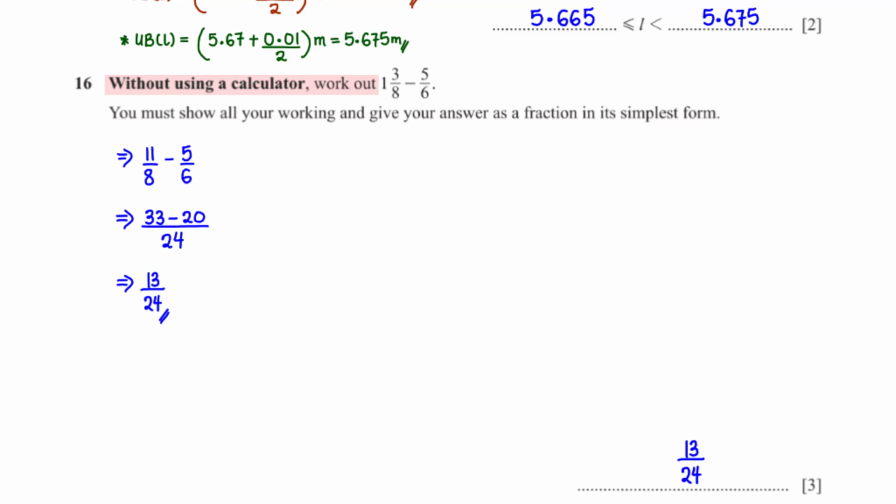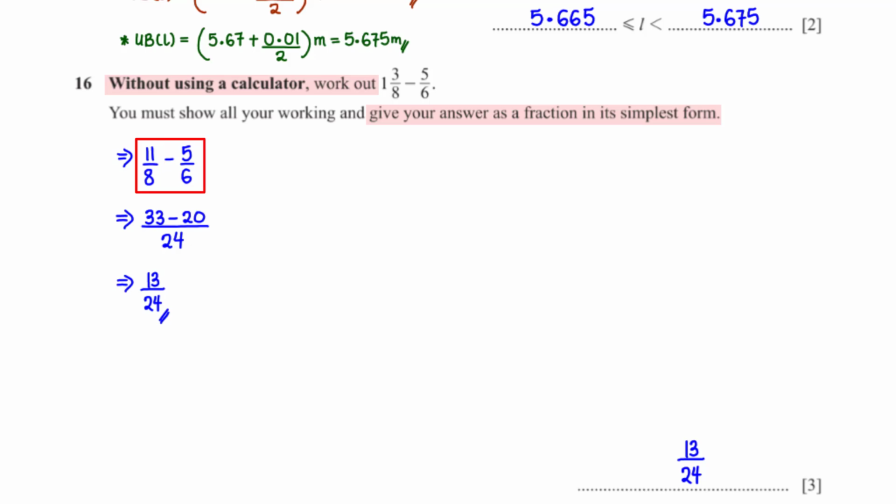Without using a calculator, work out 1 3/8 minus 5/6. You must show all your working and give your answer as a fraction in its simplest form. First, we need to convert 1 3/8 into an improper fraction. So we have 8 times 1 plus 3, which is 11, divided by 8.